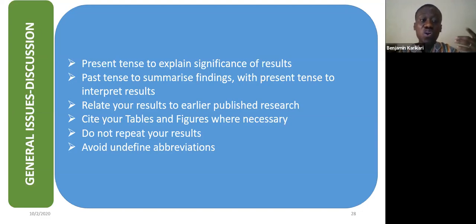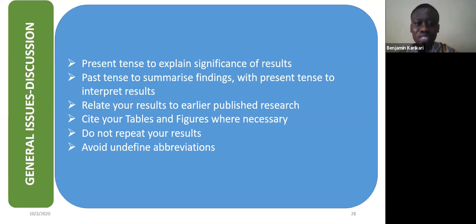Also, relate your results to earlier published articles. Please, discussion is not about your results. Don't go and write your results. Don't go and highlight your results. Don't be talking about your results again, but relate your results to earlier published research articles.